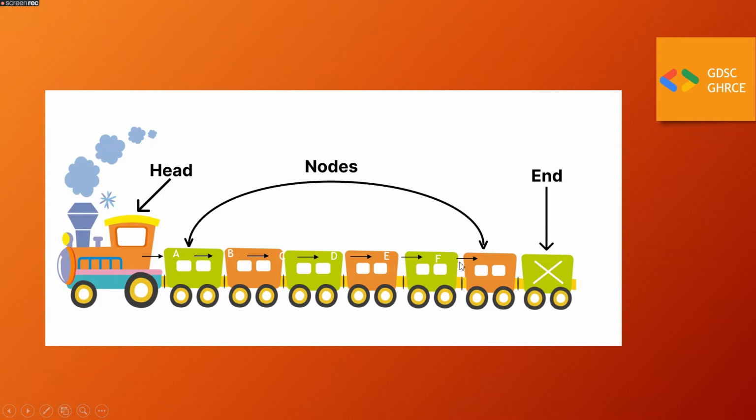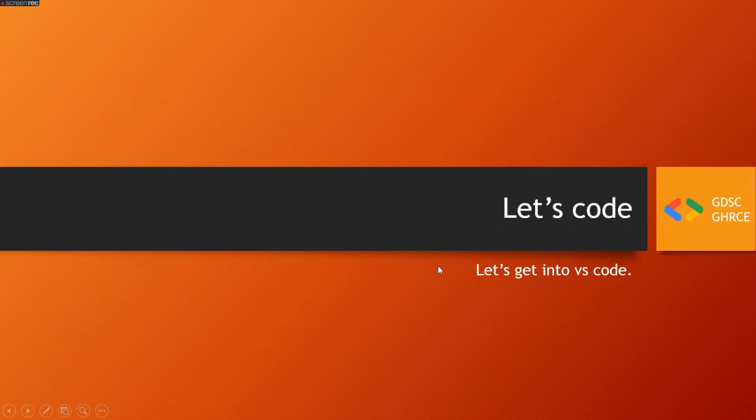At the last, this last bogie points to the end. It means that it doesn't point to anyone, and this represents the end of the linked list. As we also know, in the real world the cross represents the end of the train. In the same way, this represents the end of the linked list. These all are nodes. This is the head, and this is the end, which we represent using a null or a cross. So now let's code. Let's get into VS Code and see how a linked list is created and traversed.